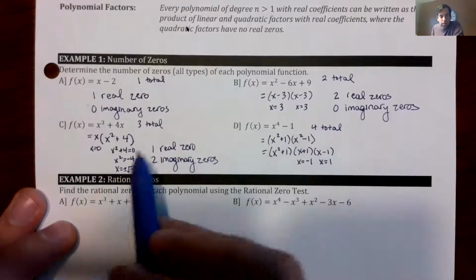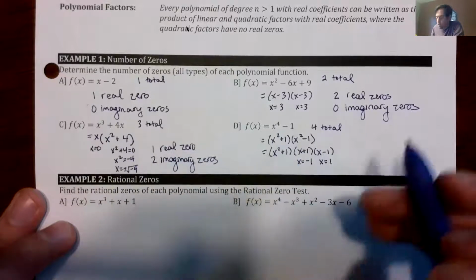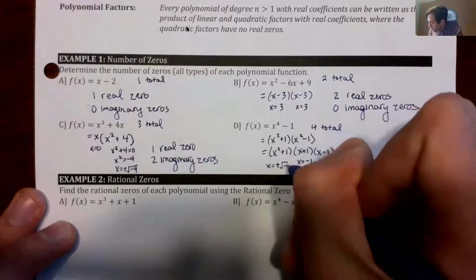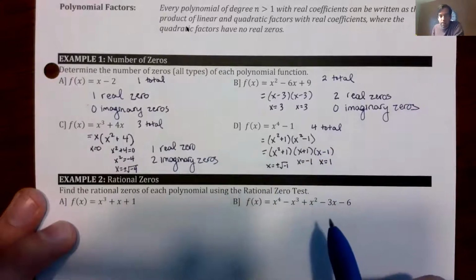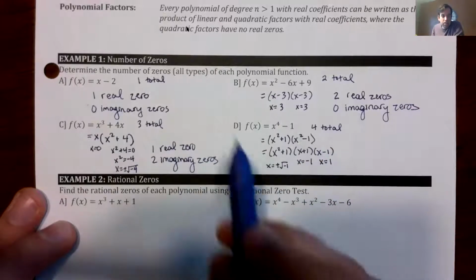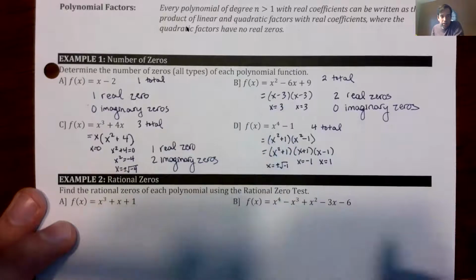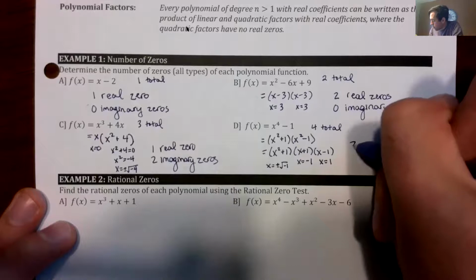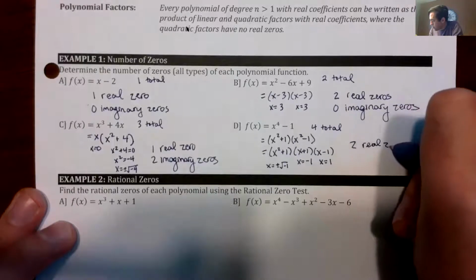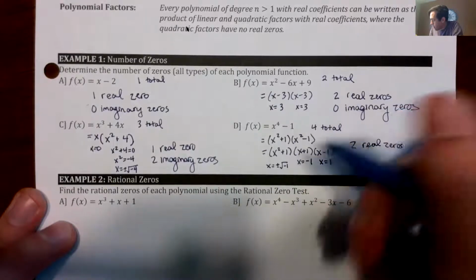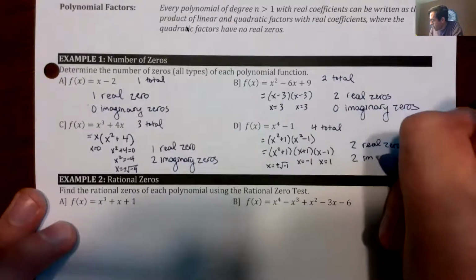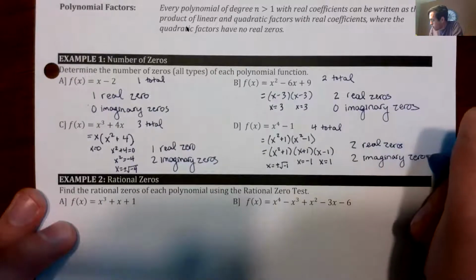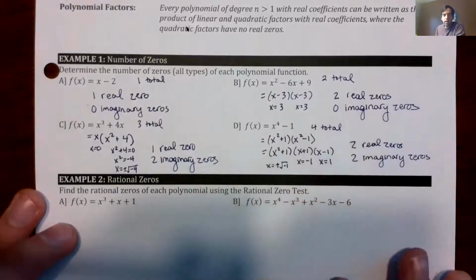And over here, much like in letter C, this is going to give us plus or minus the square root of -1, or plus or minus i. But the question is not actually asking us for the zeros. It's just the number of zeros. So we have a -1 and a 1, so that's giving us 2 real zeros. And then this is representing 2 imaginary zeros. All right, so that's example 1.